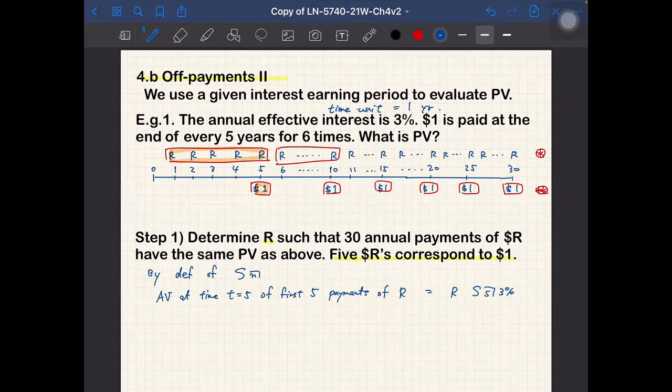So this R times s angle 5 at 3% is equal to 1. That means R is given by 1 over s angle 5 at 3%. And we can calculate this s angle 5 at 3% by BA II Plus. But we leave it for now, then we continue to calculate present value.